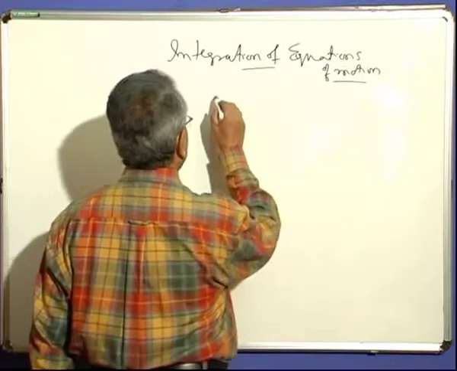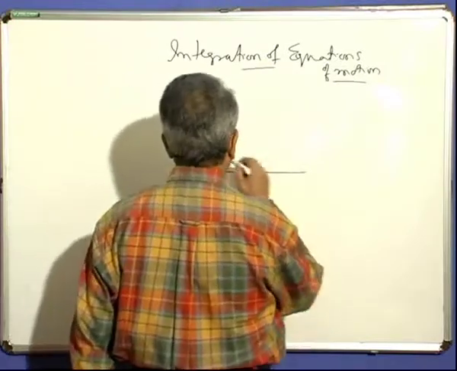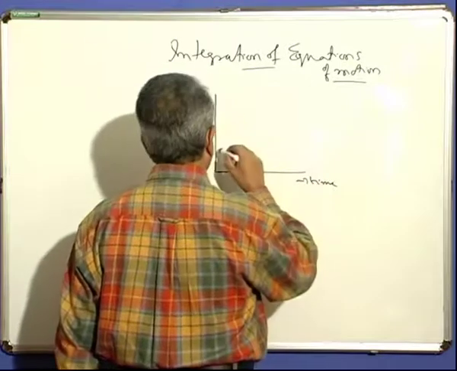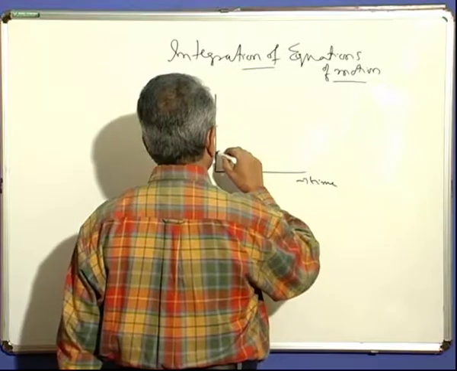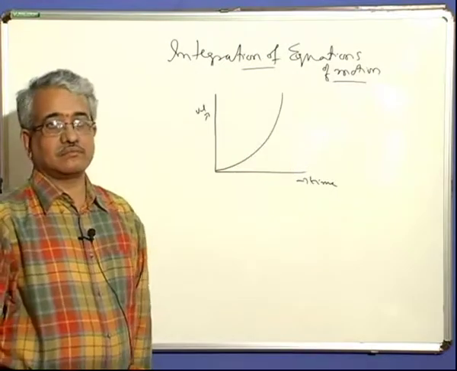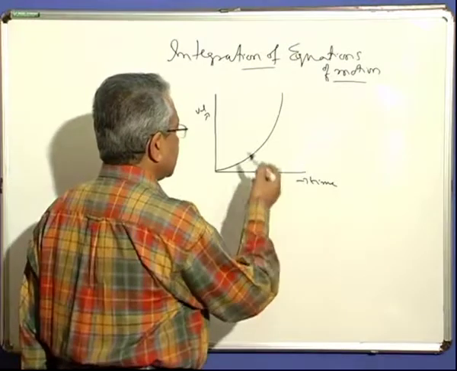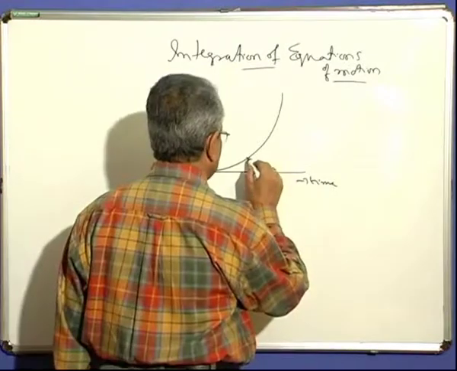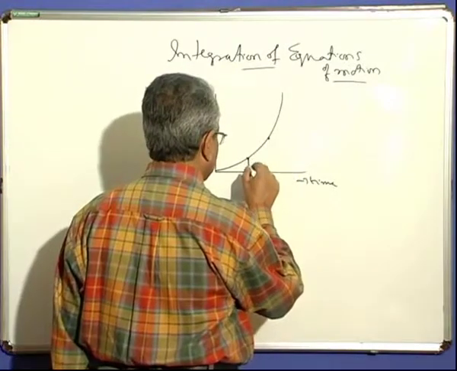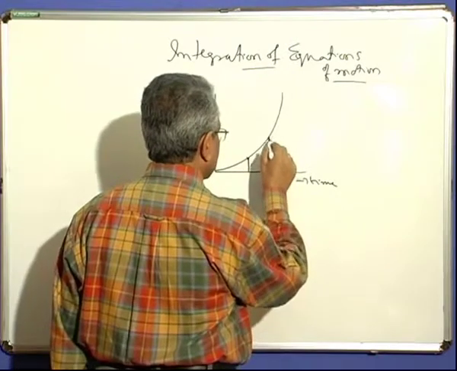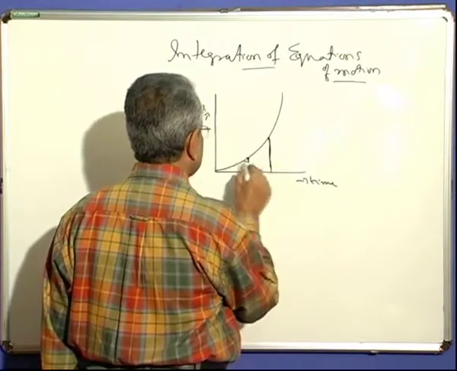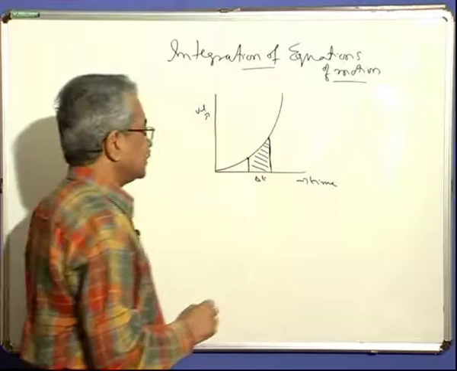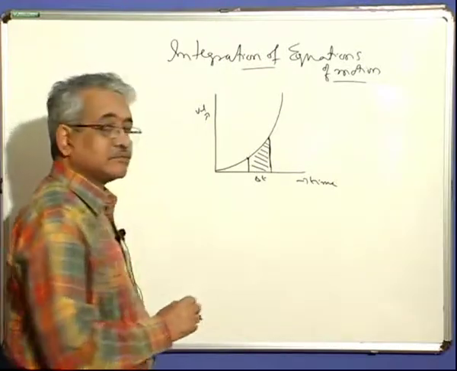Suppose you have now a curve, a velocity-time curve, and it is something like this, say. It is a curve now. Then how do you know what is the displacement in a given time? For example, you want to find out displacement from here to here, suppose. Then you have to draw the graph perpendicular here. This area gives you the displacement during this time delta t. That gives a displacement. Area gives you displacement.